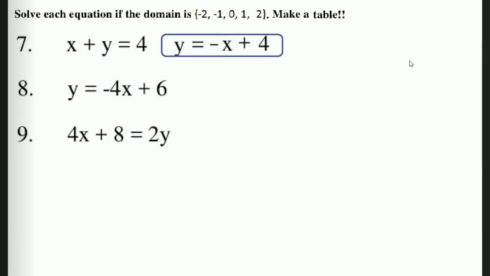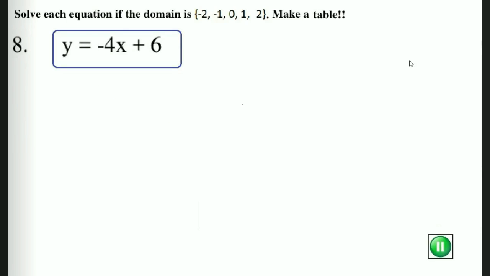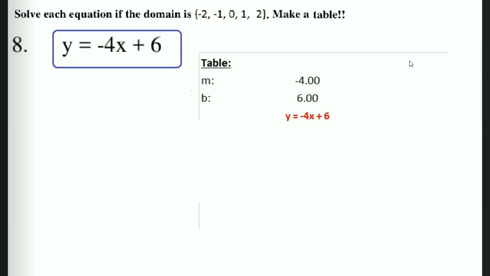All right, going on to number 8. Y equals negative 4x plus 6. We don't need to change anything. We can go straight to the table. It's already in the right form. So here we go. Our m, our coefficient for x, is negative 4. Our b is 6. And remember, this form is called slope-intercept form. Y equals m times x plus b. So that's where I'm getting these numbers. But anyway, our formula is negative 4x plus 6.